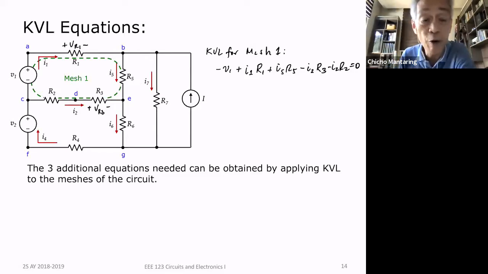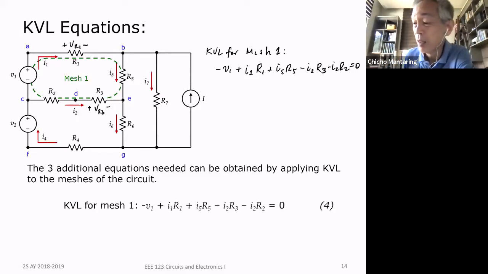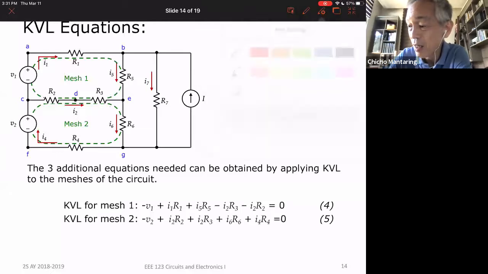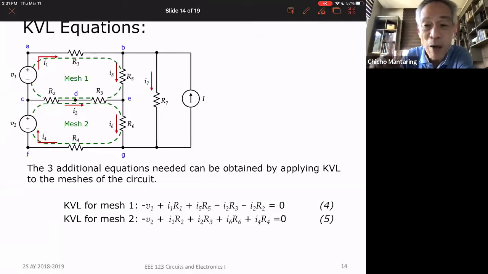So that's the KVL for mesh 1. It should be exactly the same if I do the KVL for mesh 2. This is what I'm going to get. Now, I need one more equation. I have 2 more meshes. This mesh and this mesh. So let's say this is mesh 3, and let's say this is mesh 4.